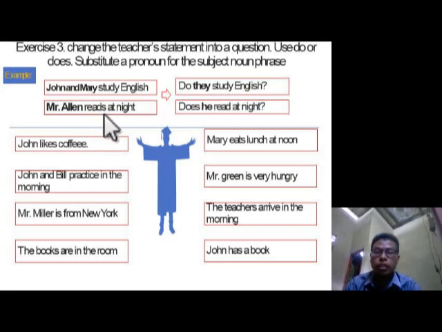Mr. Allen reads at night. So Mr. Allen here is he, ya, when we change into pronoun. Jadinya does he read at night, ya. Jadi ada dua cara, cara yang pertama tidak perlu mengganti subjek itu, langsung saja. Cara yang kedua adalah kita bisa menggantikan subjek menjadi pronoun. Nah, jadi ada 8 pernyataan di sini, ya, there are 8 statements that you need to change into questions.